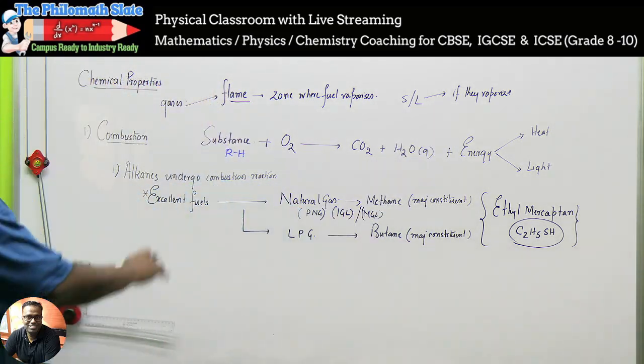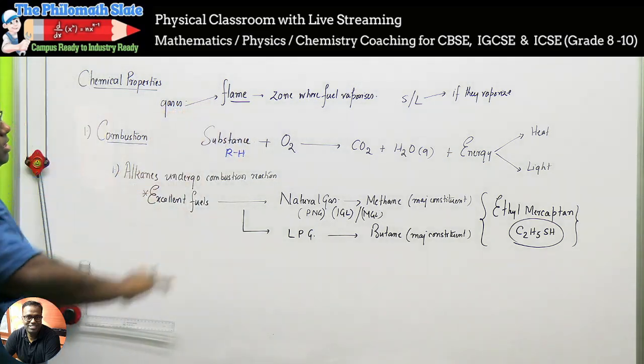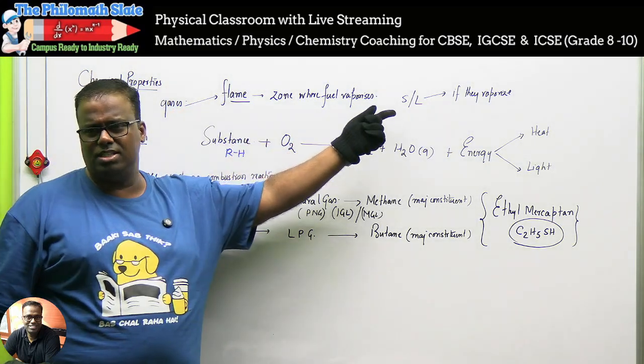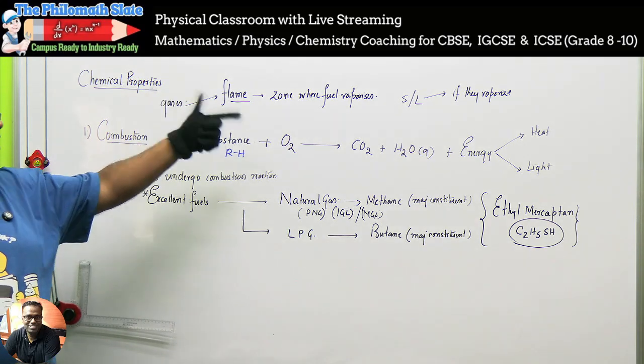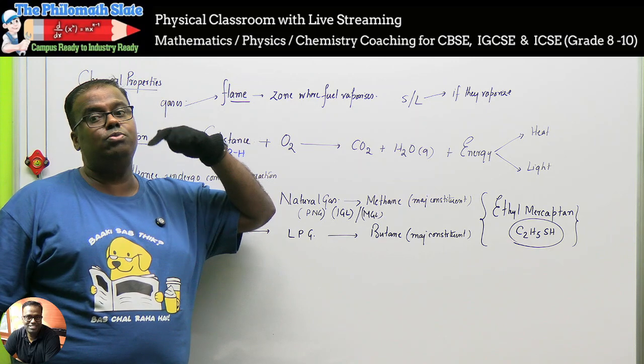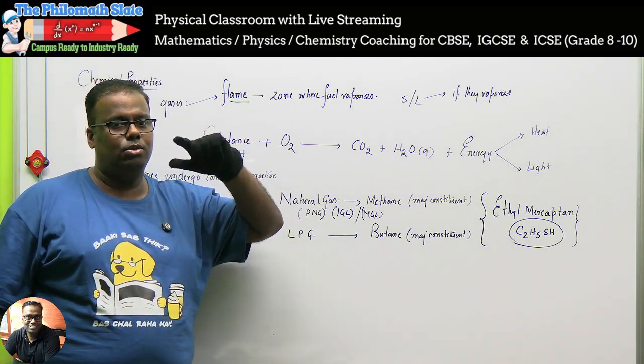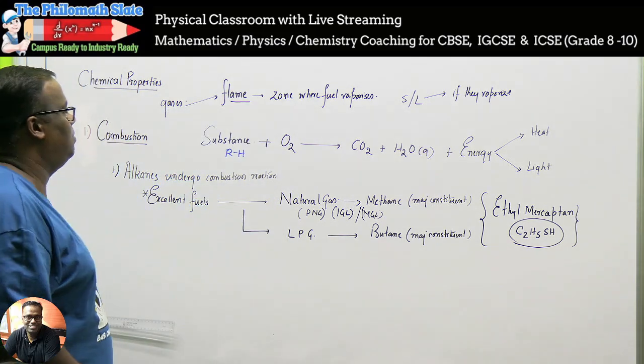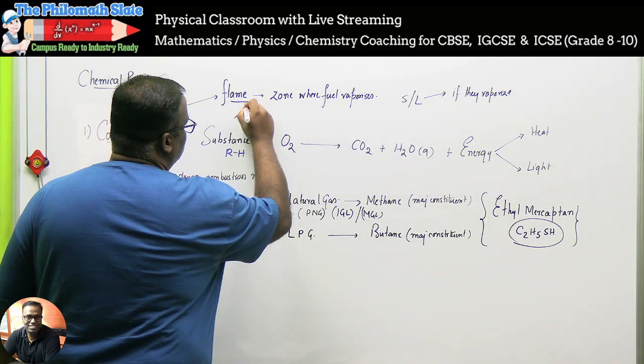Now this particular flame, have you understood this? Flame is a zone where a fuel vaporizes. This is grade 8 stuff. And anything which vaporizes will give you a flame. If it doesn't vaporize, it will not give you a flame. In that case, what does it do? It glows. Coal glows. Coal doesn't give you flame. Now this flame can be two colors.